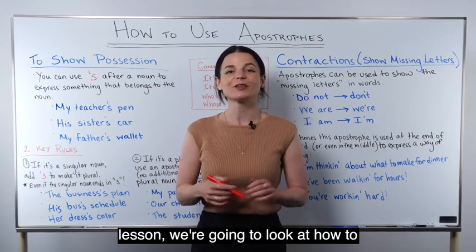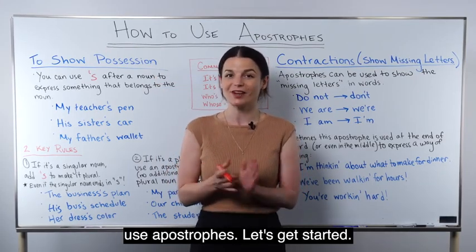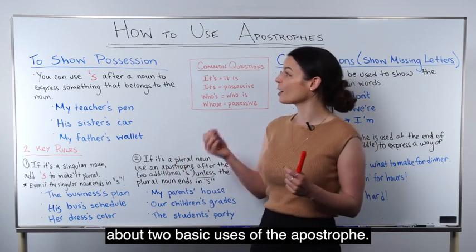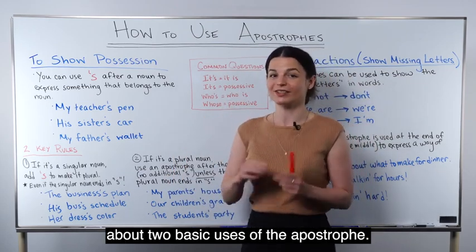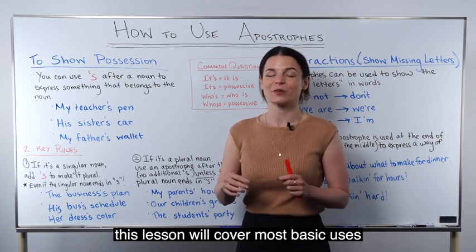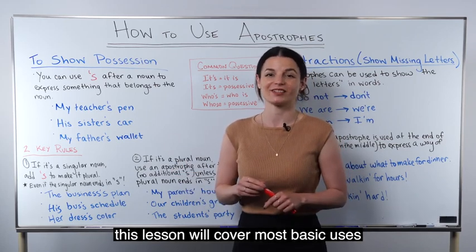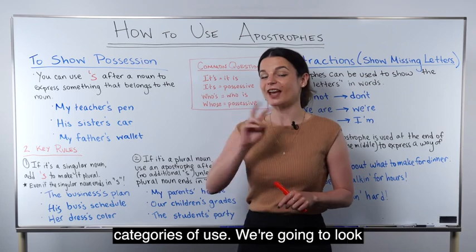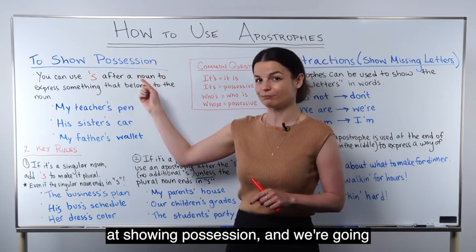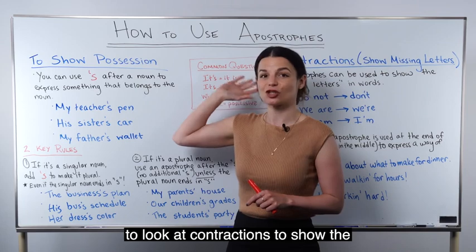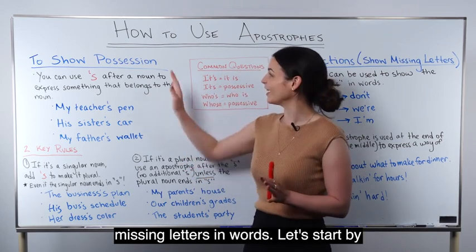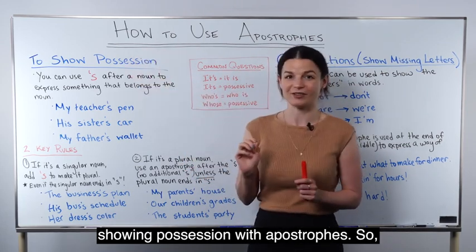In this lesson, we're going to look at how to use apostrophes. Let's get started. In this lesson, I want to talk about two basic uses of the apostrophe. The things I'm going to talk about will cover most basic uses of the apostrophe. There are two categories of use. We're going to look at showing possession, and we're going to look at contractions to show the missing letters in words. Let's start by showing possession with apostrophes.